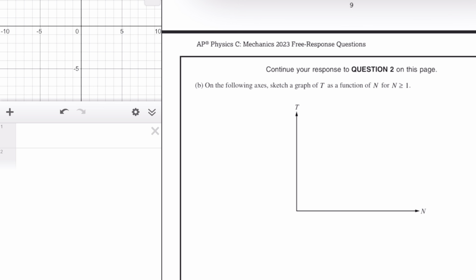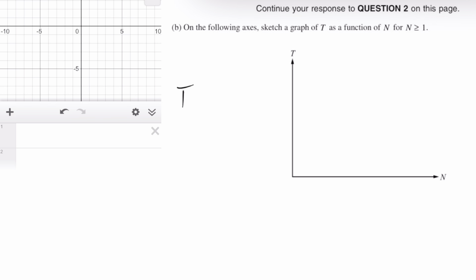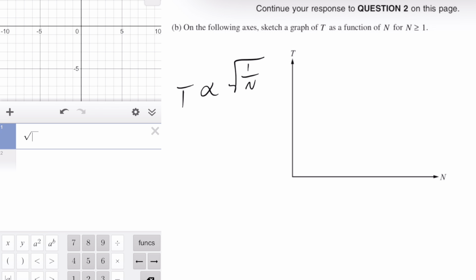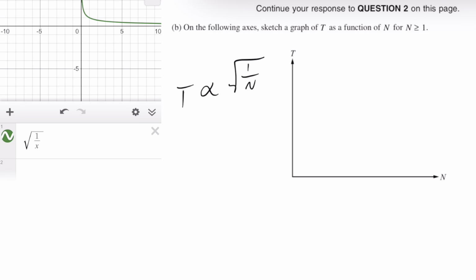On the following axes, sketch a graph of T as a function of N for n greater than 1. So we know T from our earlier equation is proportional to 1 over the square root of n. So let's plot that in Desmos, just to get a feel for what the graph will look like. So it'll be concave up and decreasing. So that's pretty much all you have to do here.